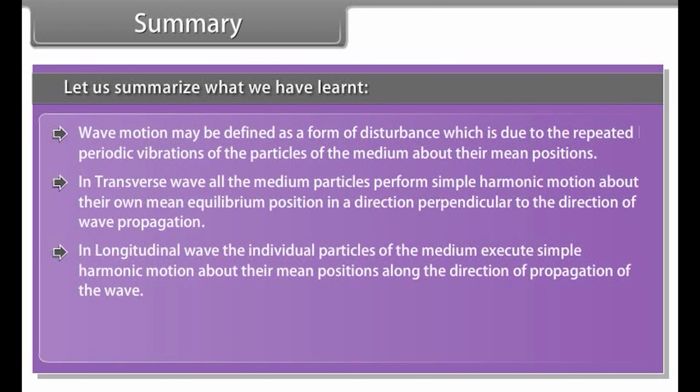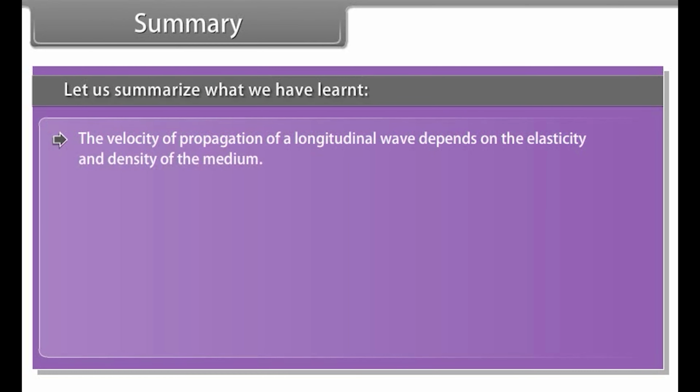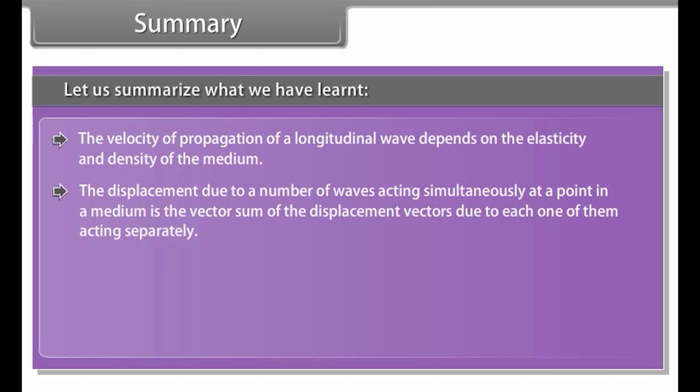In longitudinal wave, the individual particles of the medium execute simple harmonic motion about their mean positions along the direction of propagation of the wave. The minimum distance between 2 points having the same phase is called the wavelength of the wave. The velocity of propagation of a longitudinal wave depends on the elasticity and density of the medium. The displacement due to a number of waves acting simultaneously at a point in a medium is the vector sum of the displacement vectors due to each one of them acting separately.